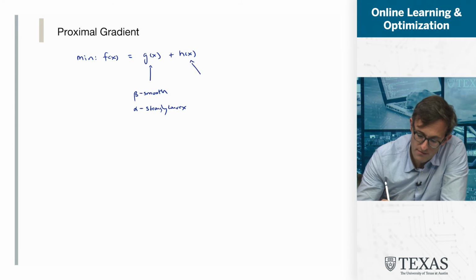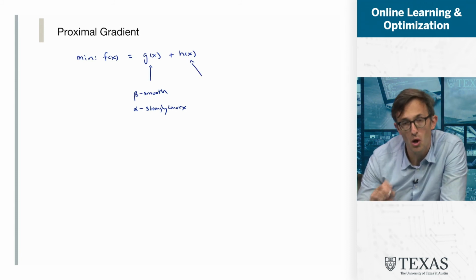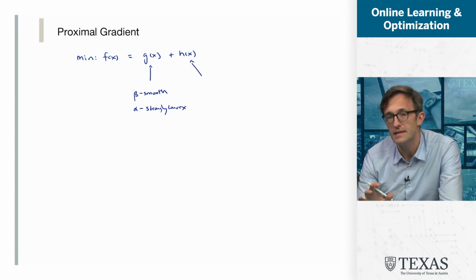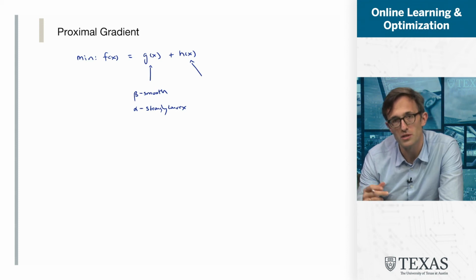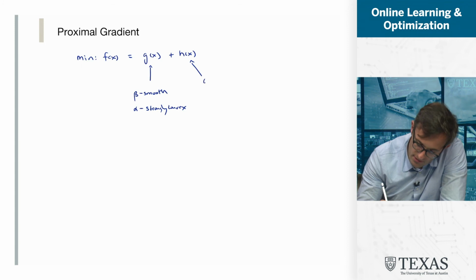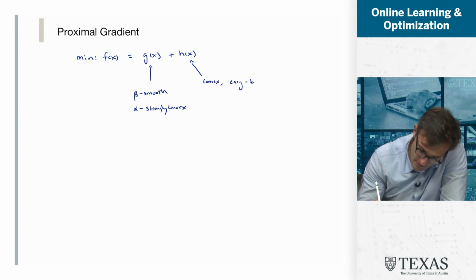and h of x is convex, and no further assumptions except that it has a proximal operator which is easy to evaluate. So we're being intentionally vague about that. So this is convex and easy to evaluate Prox operator.